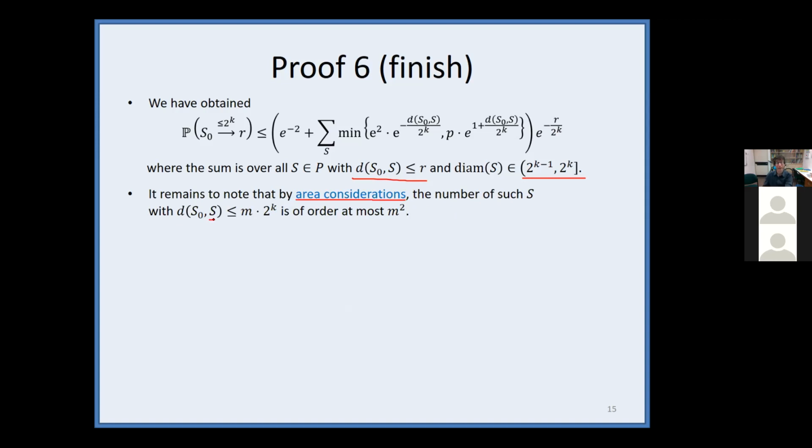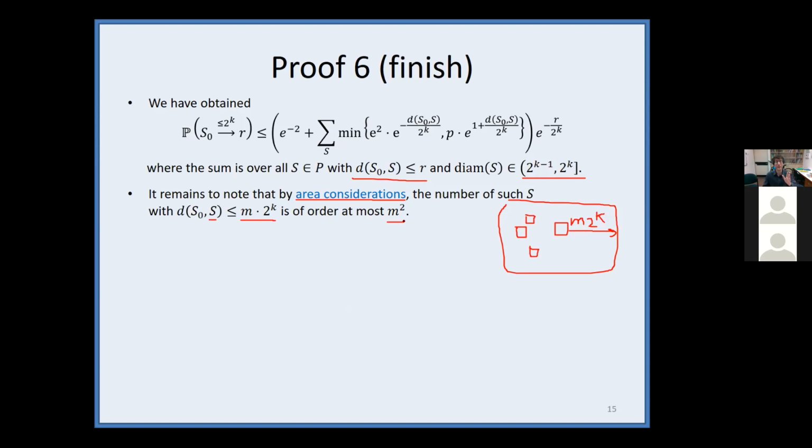How many squares S can there be that have distance m times 2 to the k from S naught? So here is S naught, and this is a larger region of distance m 2 to the k. How many big squares can there be in this region? The diameter of such squares is at least 2 to the k minus 1. So here is one of them, here is another, and they all have to have disjoint interior. So by area considerations, there can be at most m squared of them because we are in dimension 2.